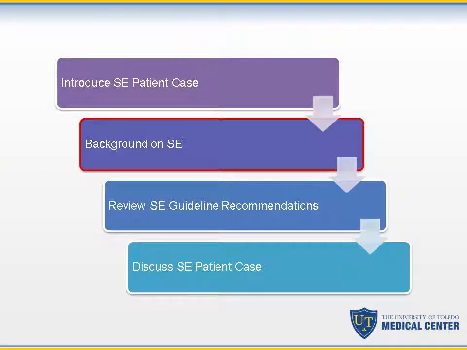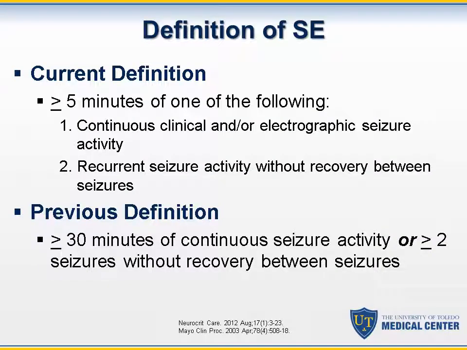Next, I'm going to refresh your memory with some background on the SE. So the current definition of SE is greater than or equal to 5 minutes of one of the following: continuous clinical and/or electrographic seizure activity, or recurrent seizure activity without recovery between seizures, recovery meaning return to baseline. Previous definitions of SE were defined as greater than 30 minutes of continuous seizure activity, or greater than or equal to 2 seizures without recovery between seizures. However, permanent neural damage may occur before 30 minutes has passed, and most seizures that last longer than 5 minutes do not cease spontaneously, and this is where the new definition came in.